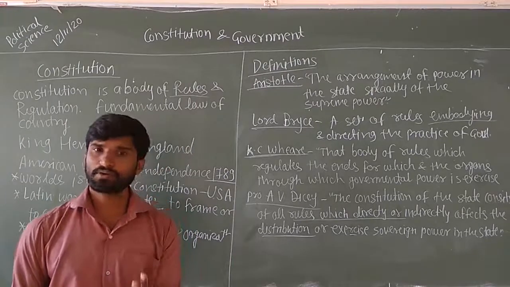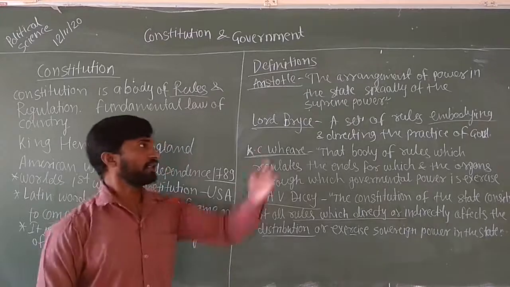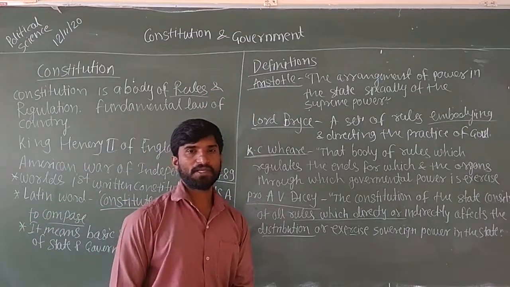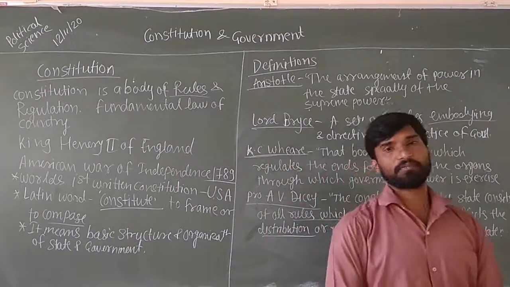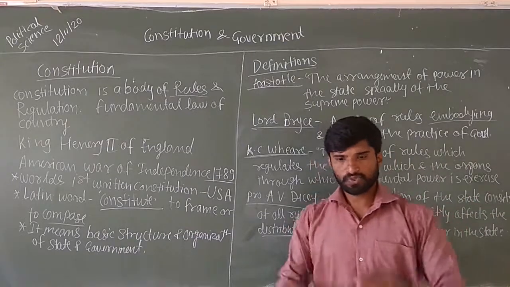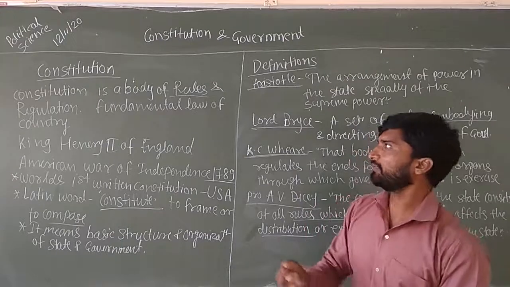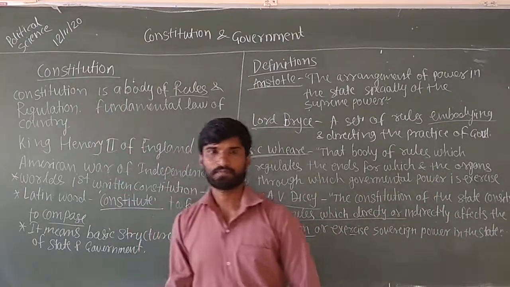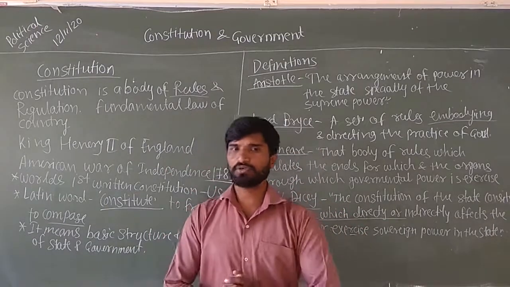Power and functions of all the organs of the government, then human rights and duties are going to be explained. Then even the different types of government: dictatorial, democratic, presidential, parliamentary, unitary or federal. About all these things we get the information in the constitution. So this is in brief about the constitution.